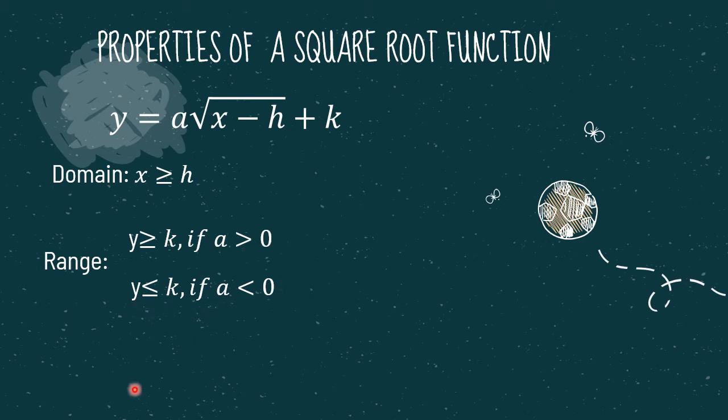And something else that is really important in the square root function: the function begins at the point (h, k). Whenever you graph a square root function, remember that this function has a beginning, and in this case the function begins at the point (h, k).